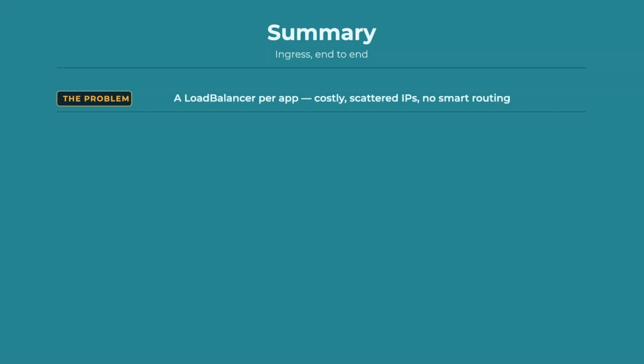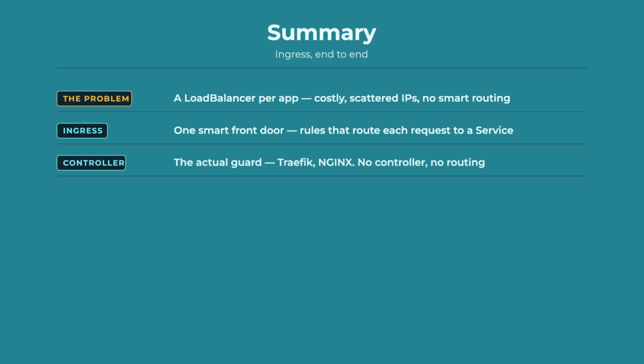Quick recap. Exposing every app with its own load balancer is expensive. It gives you scattered IPs, no smart routing, and painful per-app HTTPS. Ingress is one smart front door for the whole cluster, a set of rules that routes each request to the right service, like the security guard at the society's main gate. But rules alone do nothing. You need an ingress controller, the actual guard like Traefik, to read the rules and route traffic.